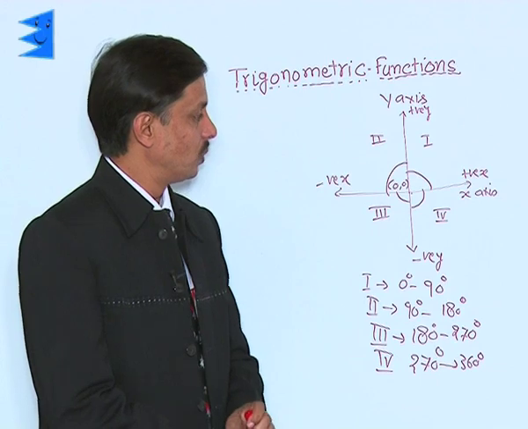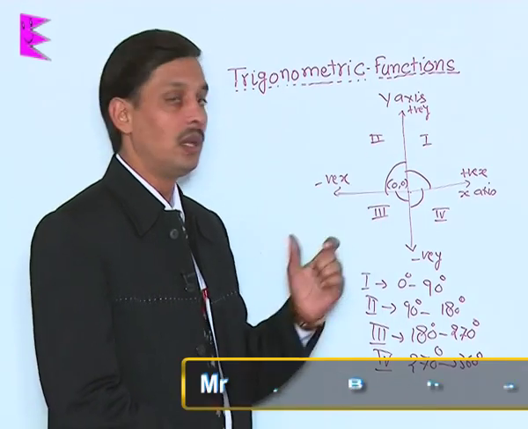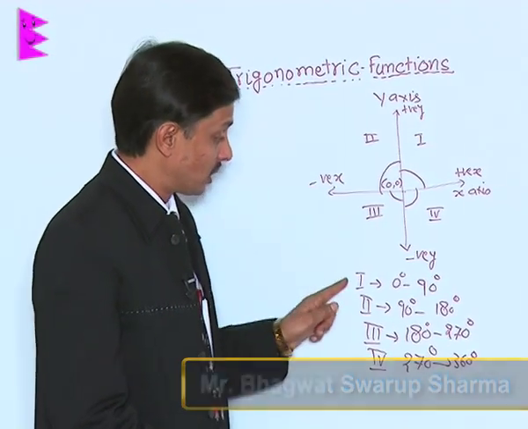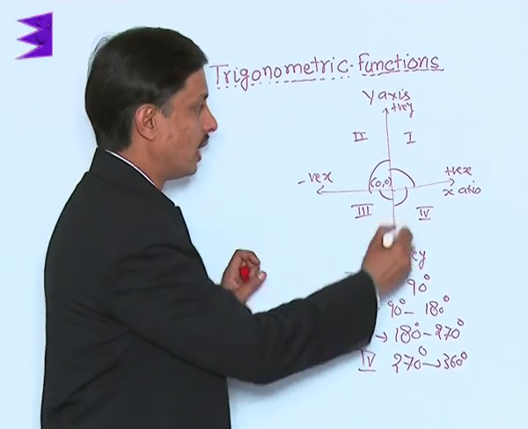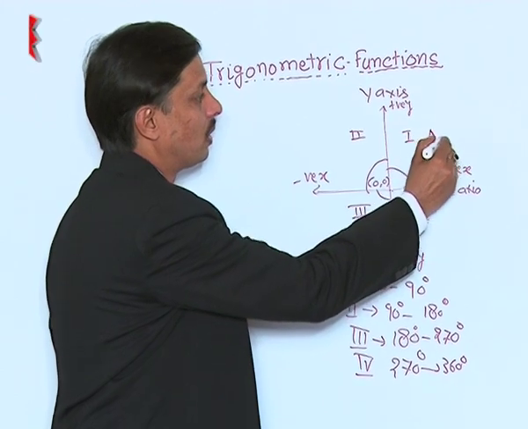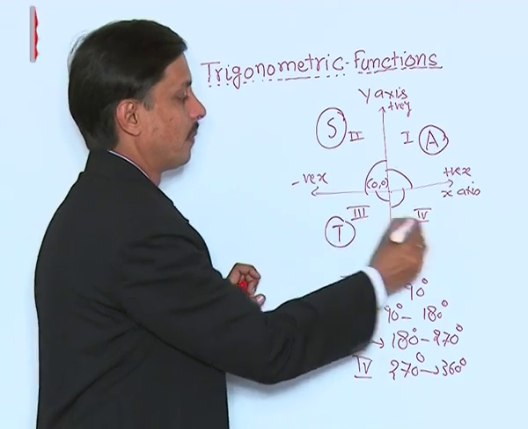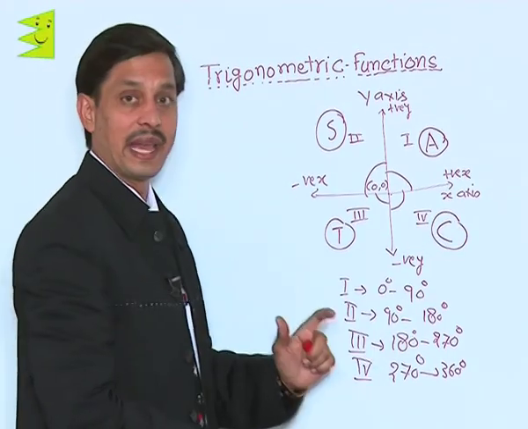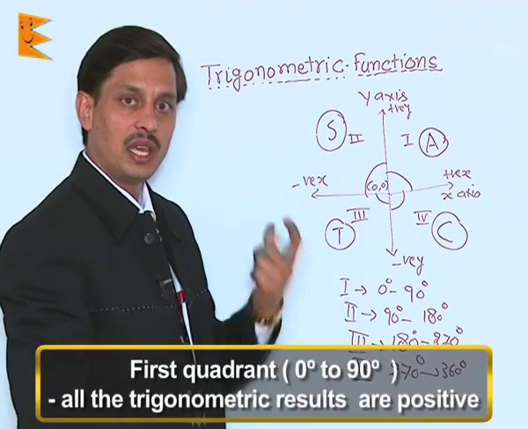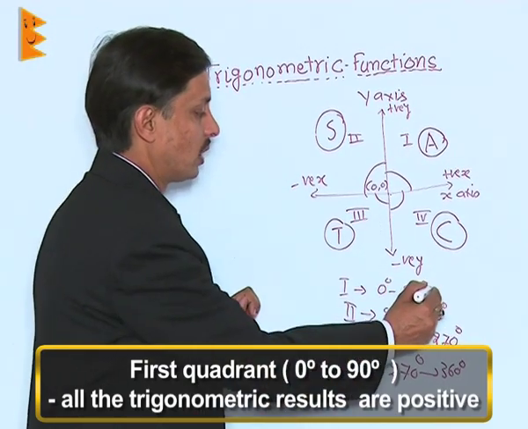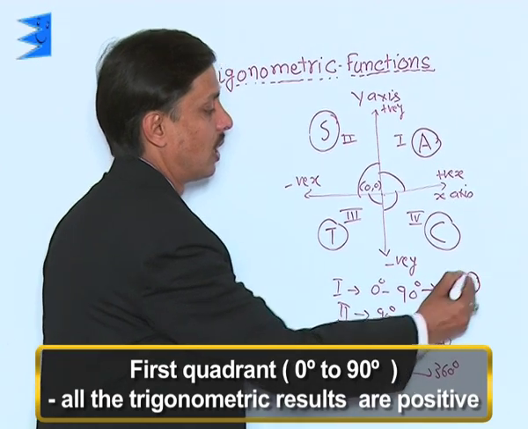Now I want to tell you about the signs of the different trigonometric ratios in different quadrants. This is the first quadrant, having the angles between 0 and 90. Here we use a very popular method, ASTC, which is known as "After School To College". So after A, that means All. So in the first quadrant, all the trigonometric results are positive.